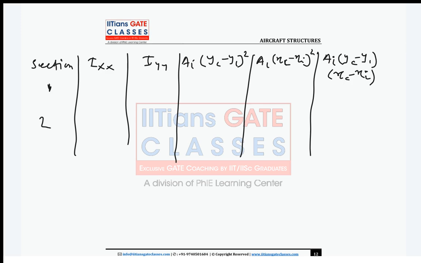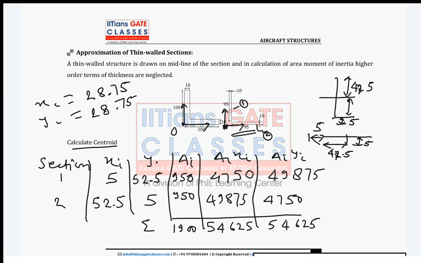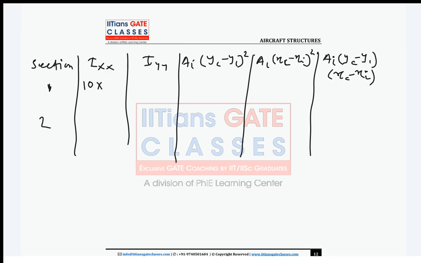For section 1, what is Ixx? Can anyone tell? It is bd cubed by 12, yes or no? What is b? It is 10. What is d? It is 95. So it is 10 into 95 cubed by 12. What is Iyy? It is 95 into 10 cubed by 12. Now what is the thin wall approximation? Iyy will be neglected from the solution. This will be 0 because we don't consider higher order terms of thickness. Okay, clear?